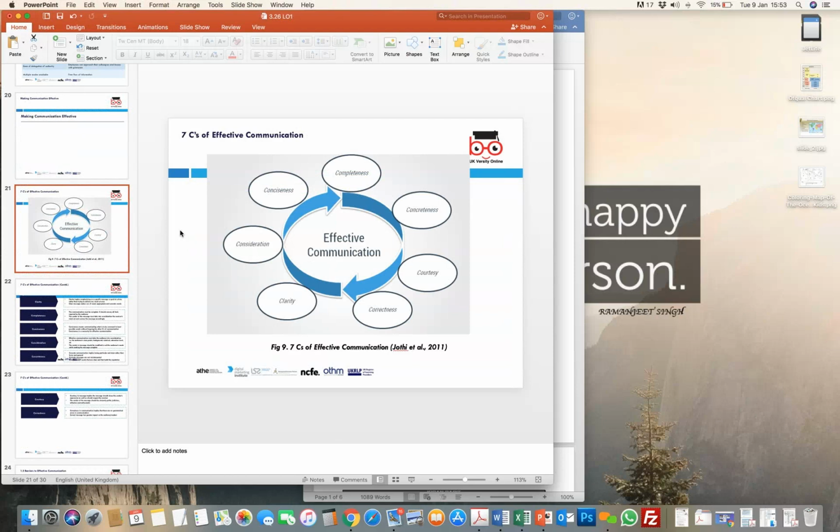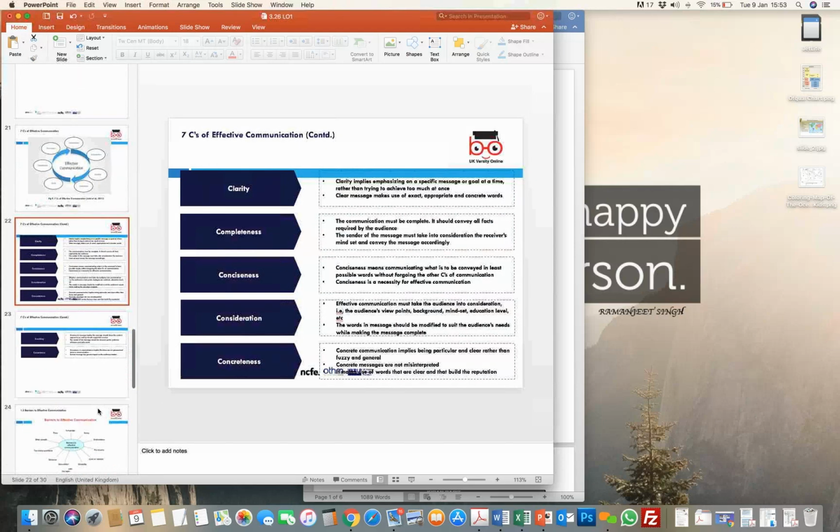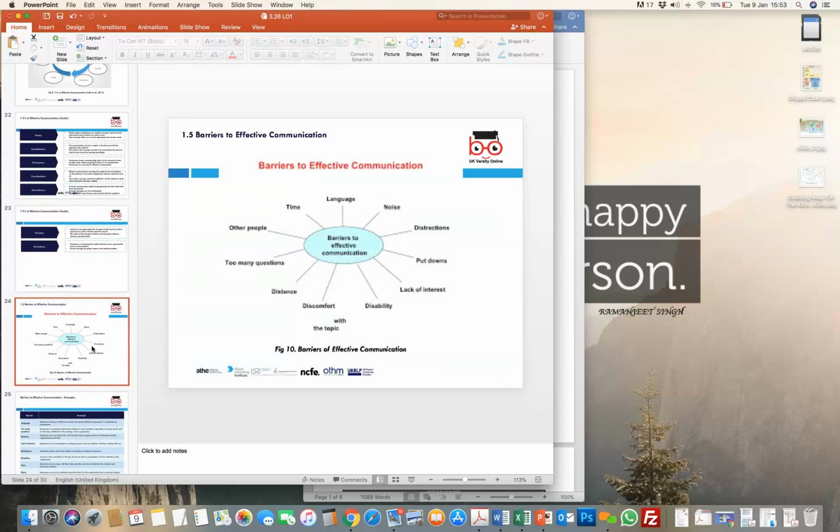And this 7C model of communication talks about why we need to have these 7Cs so that our communication can be clear, crystal, precise, effective, and could be understood positively by the person on the other side. And the reverse side would be to look at barriers to effective communications. If I'm trying to send something across, and I want people to understand that message clearly, there are a lot of things which cause the word noise that we used, which is nothing but a barrier.